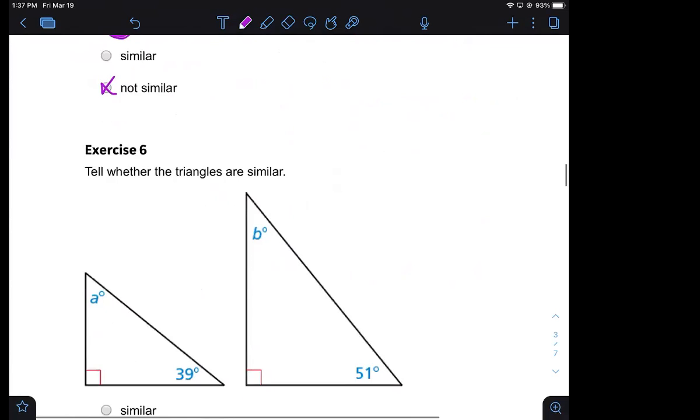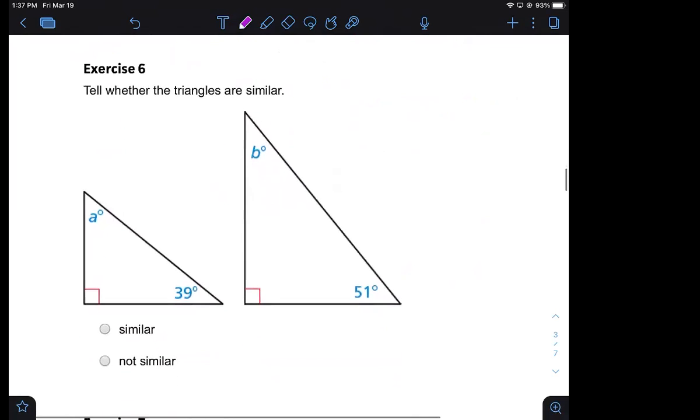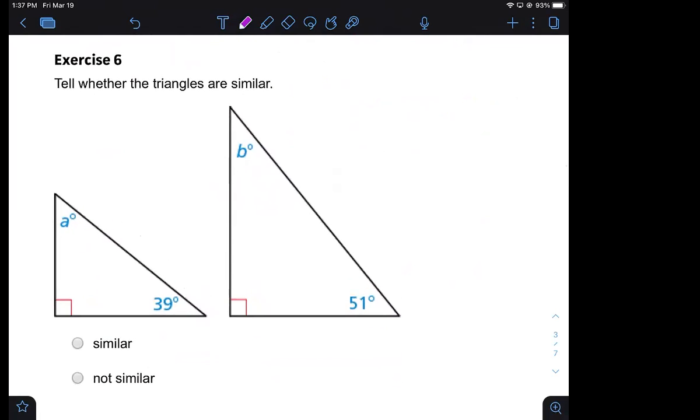Only had one pair of corresponding congruent sides. Number 6, tell whether these triangles are similar. So I see that they both have a 90-degree angle. I don't see a 39-degree angle on the other triangle or a 51-degree angle on the first triangle, but it doesn't mean it's not there. We have to add to make sure. So let's take 180. I'm looking at the triangle on the right side right now, just because I have more space over here. We're going to subtract 90 and 51. 90 and 51 makes 141.